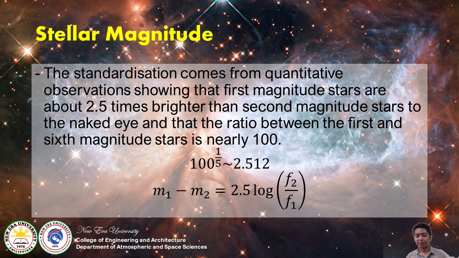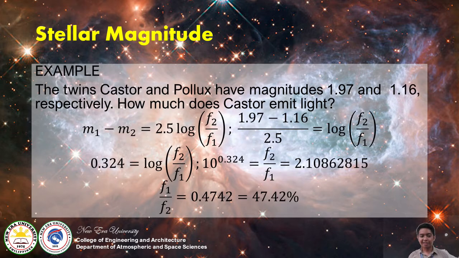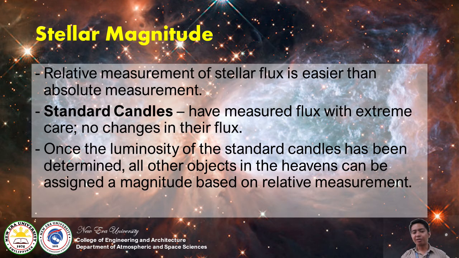Okay. So for example, in the equation, F sub 1 and F sub 2 are the measured fluxes of the stars, and M sub 1 and M sub 2 are the stellar magnitudes. For example, the twins Castor and Pollux have magnitudes 1.97 and 1.16 respectively. How much light does Castor emit? Okay, so we can determine using the equation that we have earlier. We just substitute M sub 1 and M sub 2. Okay, simple algebra, then we get the ratio of the fluxes. Then get the reciprocal of that. We have 47.42%. It means that Castor emits 47.42% of the light of Pollux.